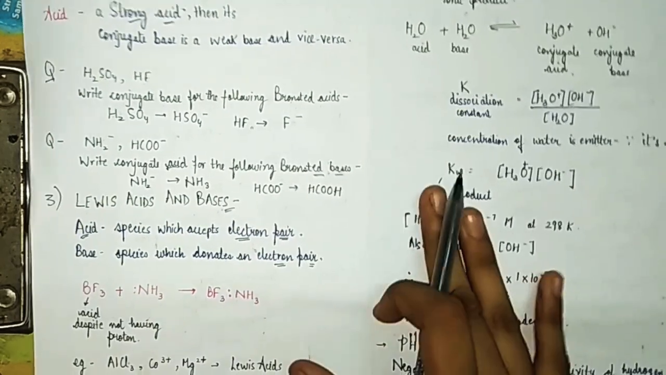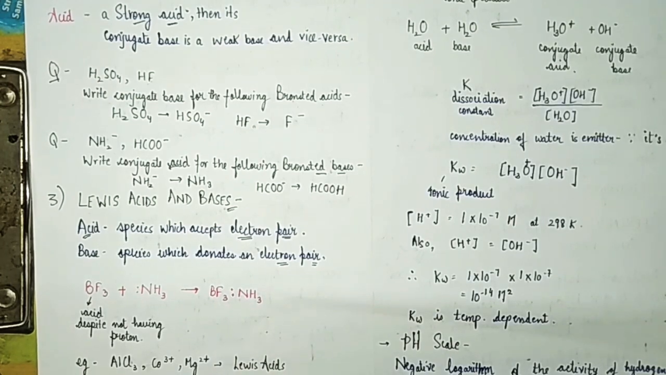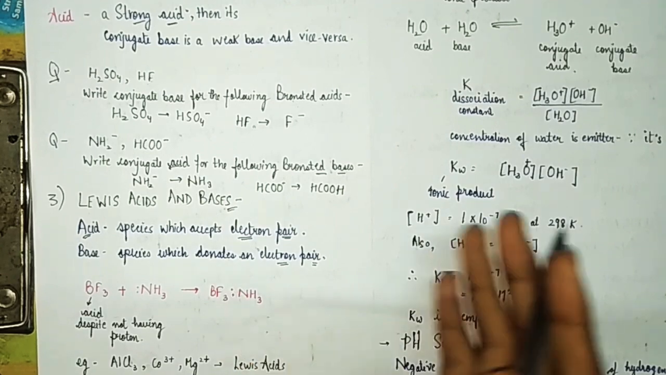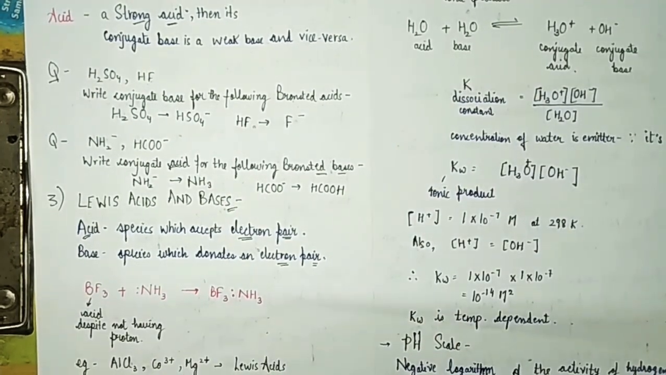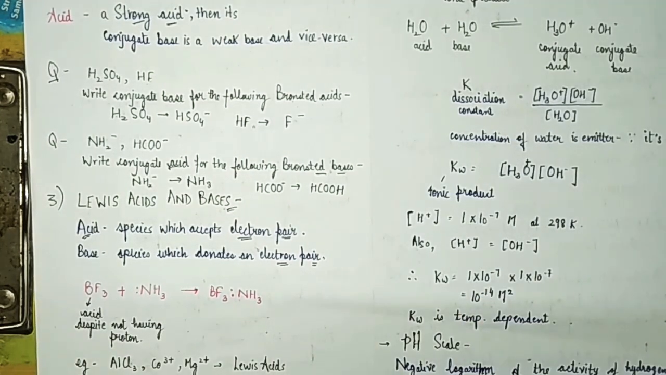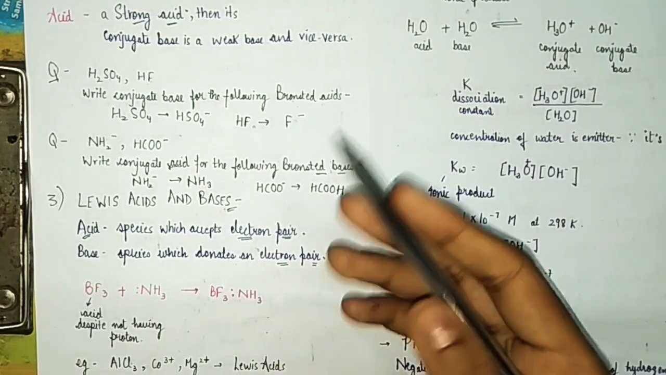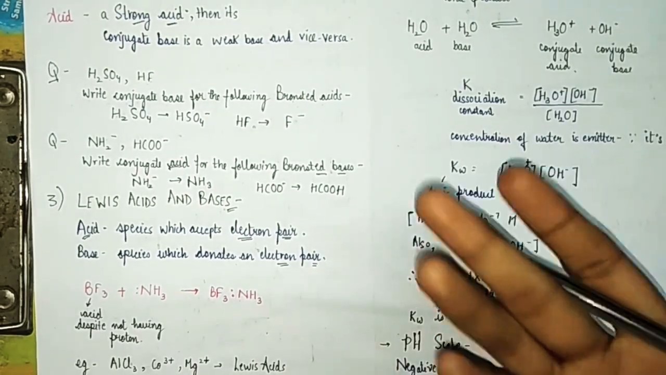Bronsted-Lowry theory, we studied that an acid is a species which donates a proton. So here it will accept an electron pair. And similarly, a base would accept a proton or hydronium ion, H plus ion. Here it will donate an electron pair. So this is actually vice versa, the reverse of the Bronsted-Lowry theory.